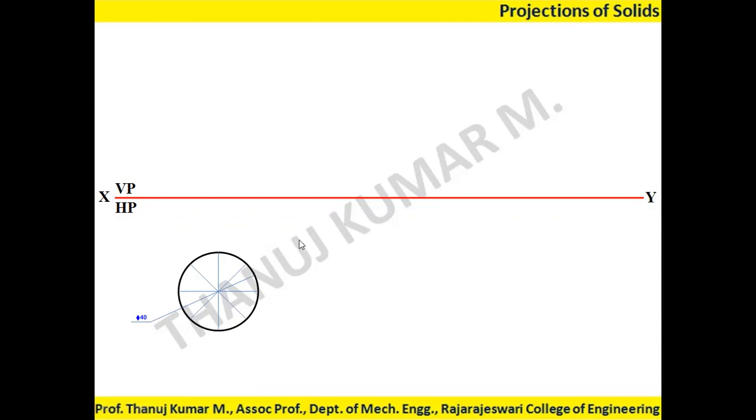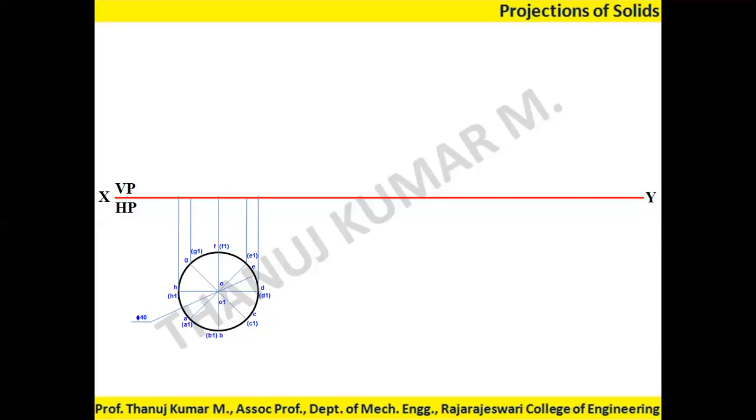After taking these 8 generators, we need to name them like this, because it is a cylinder. The top face and the bottom face are circles. So you have A, B, C, D, E, F, G, H on the top face, and A1, B1, C1, D1, E1, F1, G1 and H1 at the base of the cylinder. After you have drawn this top face, you need to give the dimension as 40 diameter. Then you need to locate the center of the axis. After that, you need to project the lines perpendicular to the XY line.